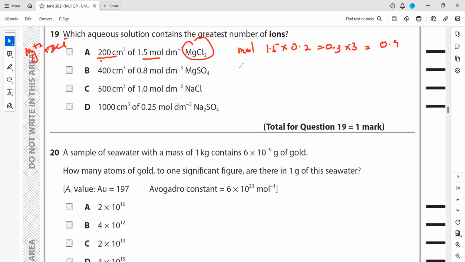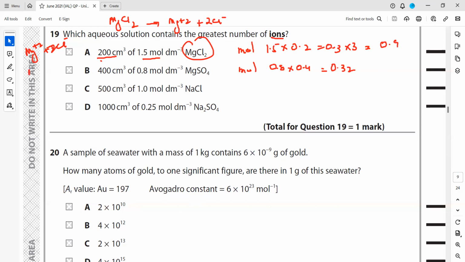When we check option B, the concentration is 0.8 multiplied by volume 0.4, because it should always be in dm³. So 0.8 multiplied by 0.4 will be 0.32. But what are the ions present here? Why do we multiply by 3? Because we need the total number of ions. Magnesium chloride contains one magnesium ion, which is +2, and two chloride ions. The total number of ions is 3.